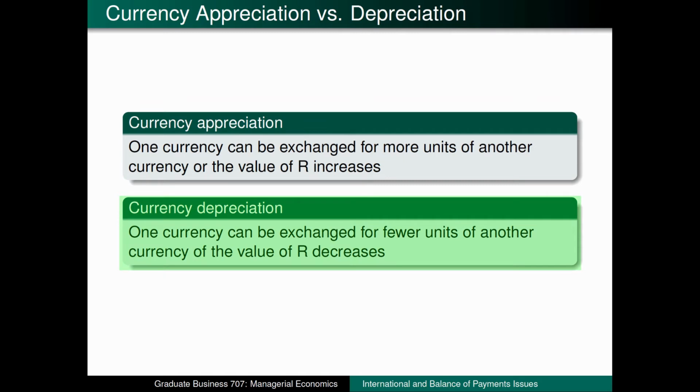Conversely, let's suppose that today's exchange rate between the US dollar and the euro is R equals 0.5, implying that $1 can buy half a euro. Based on the previous slide, $1 bought 0.75 euros back in August 2013, so this means that the US dollar has depreciated in value, which can also be referred to as the dollar getting weaker.